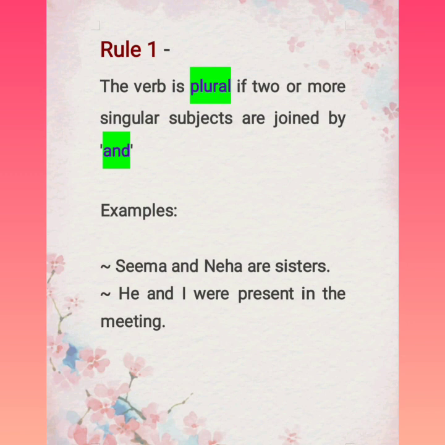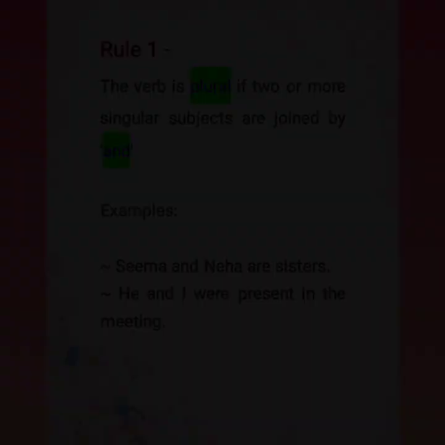So dear children, when we talk about subject-verb agreement, you need to follow some rules. Rule number 1: the verb is plural if two or more singular subjects are joined by and. We can better understand with the help of these examples. Seema and Neha are sisters. In this example, you can see there are two subjects, Seema and Neha, and they are joined by and. That's why they will take a plural verb.